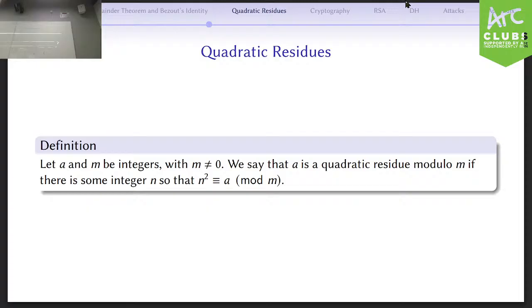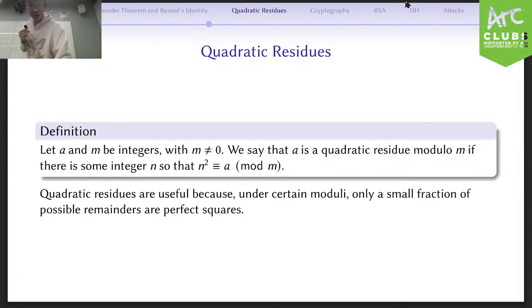Goodness. So that's all well and good. Why is that useful? IDK. But I guess one reason would be that under certain moduli only a small number of possible remainders are perfect squares.